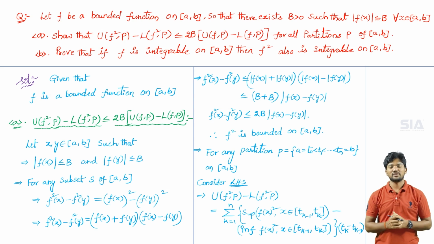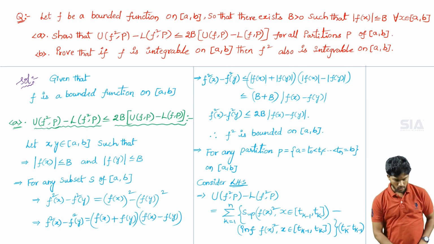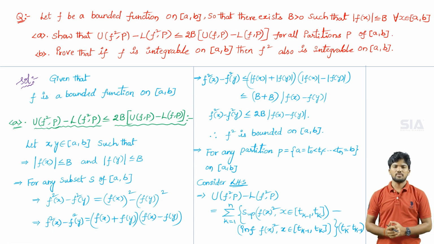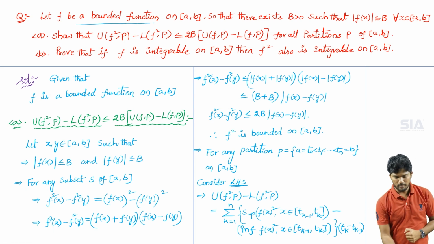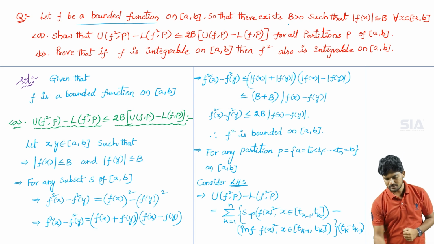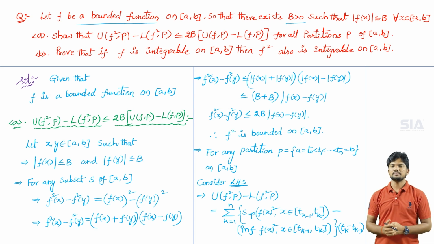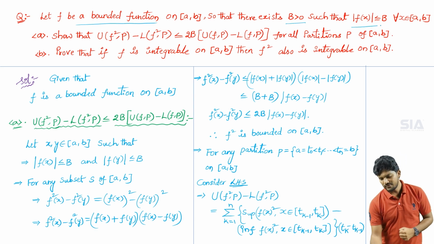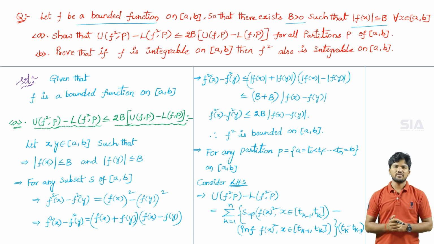In this lecture, we are going to discuss a problem based on Riemann integrability only. Observe the problem first of all. Let f be a bounded function on the closed interval [a, b]. So there exists a capital B greater than 0 such that |f(x)| ≤ B for all x belonging to the closed interval [a, b].